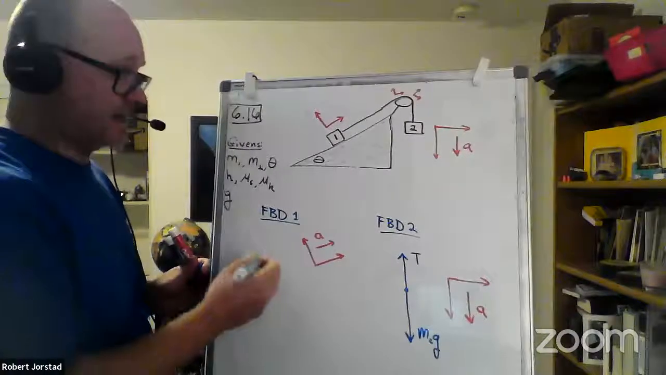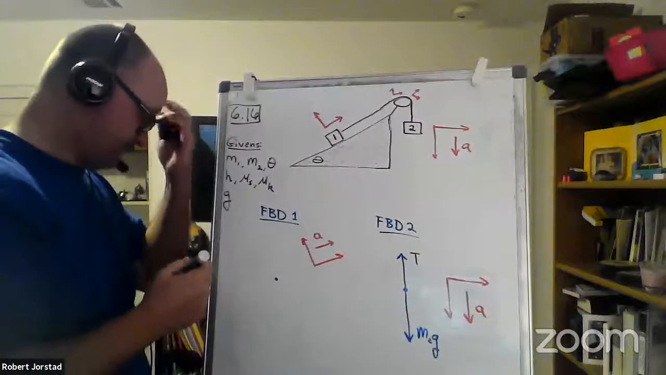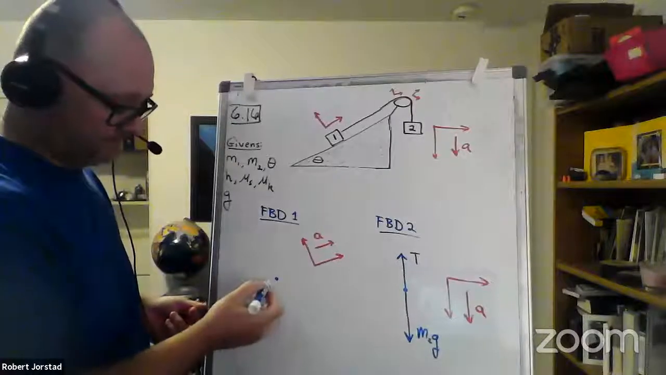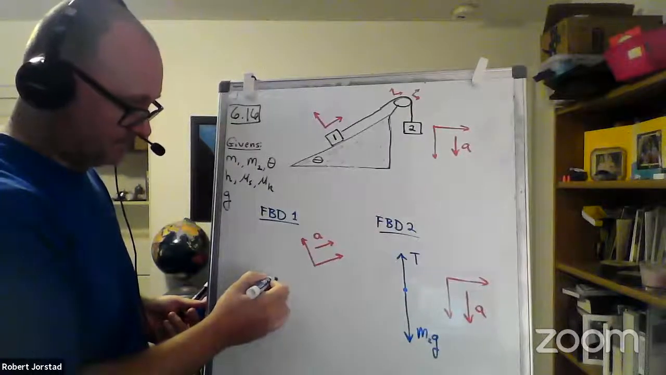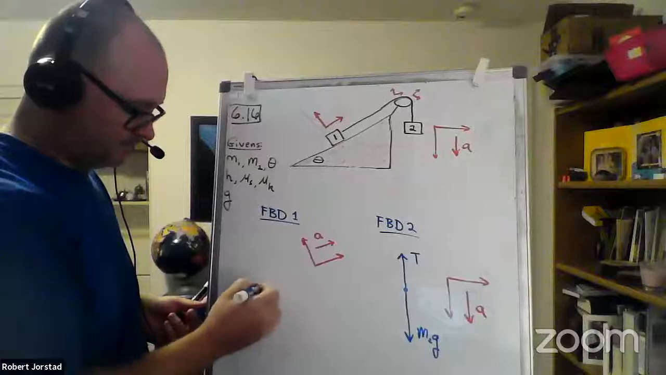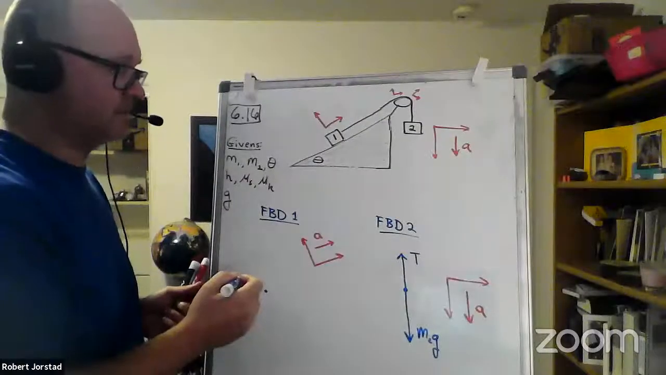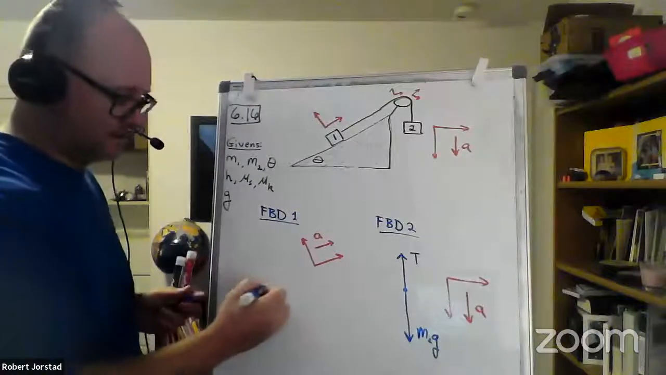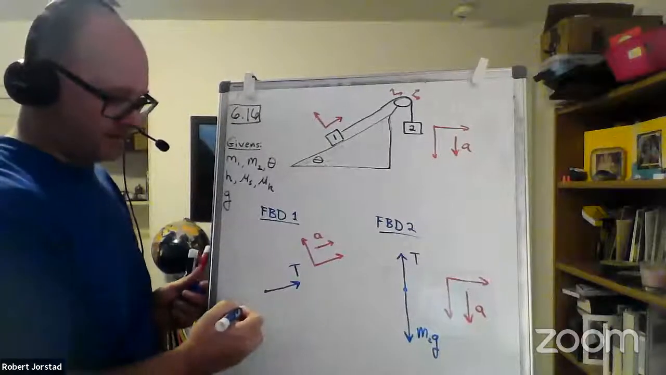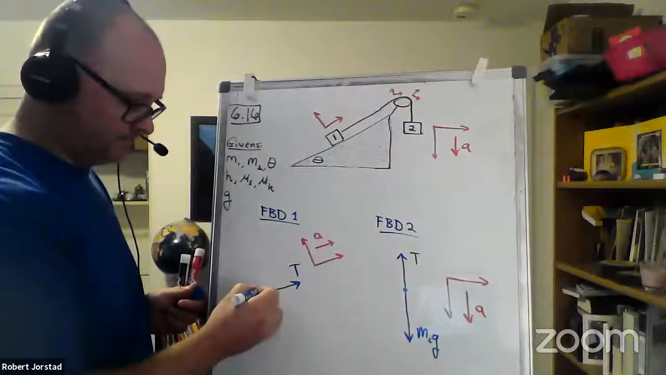What's one force acting on mass one here? Tension. Okay, which way is that? Up, down, up the plane, down the plane, left, right? Up the plane. Up the plane, good. Okay. What else we've got on it? Somebody else. No more force, parallel left.